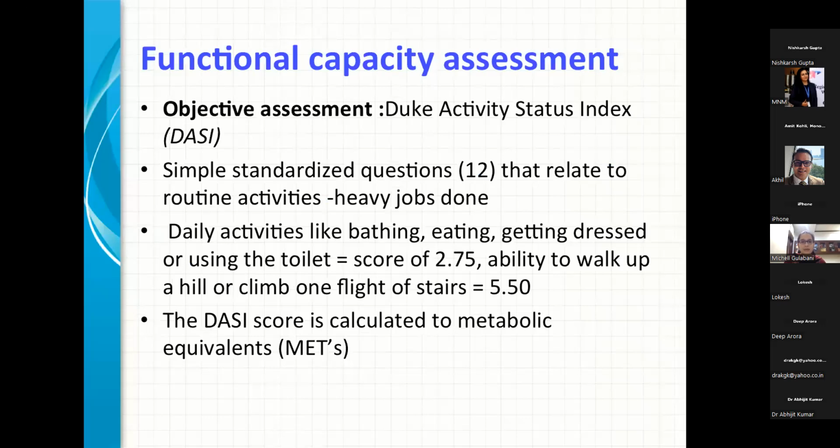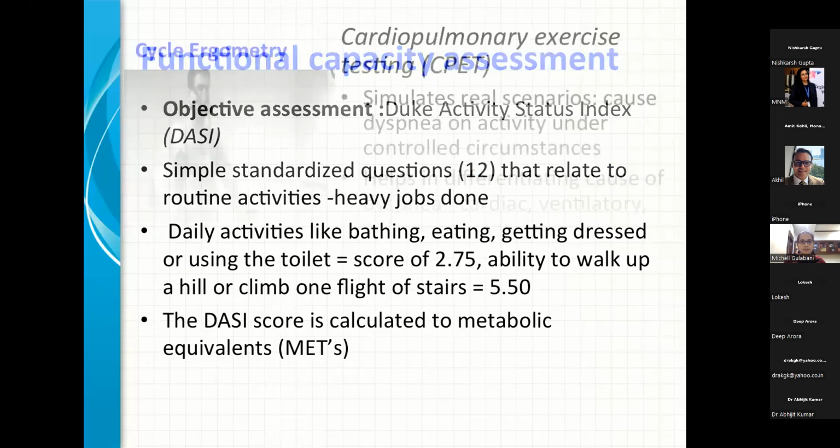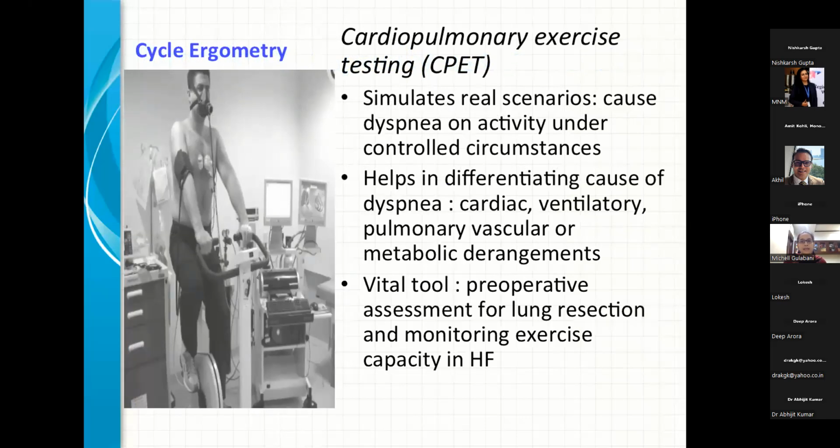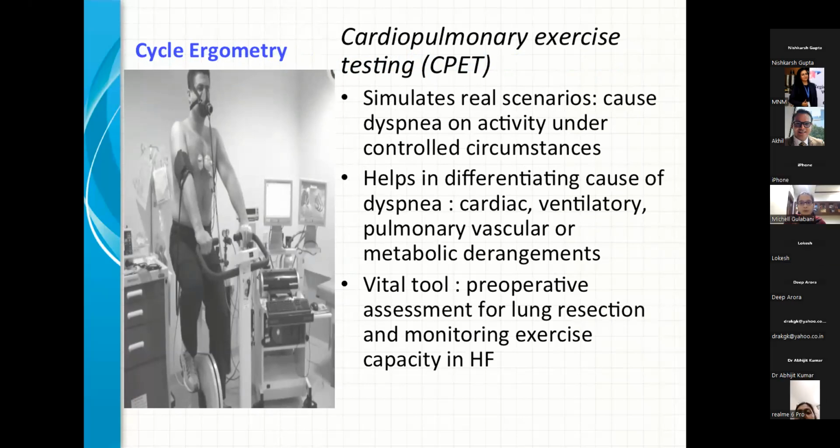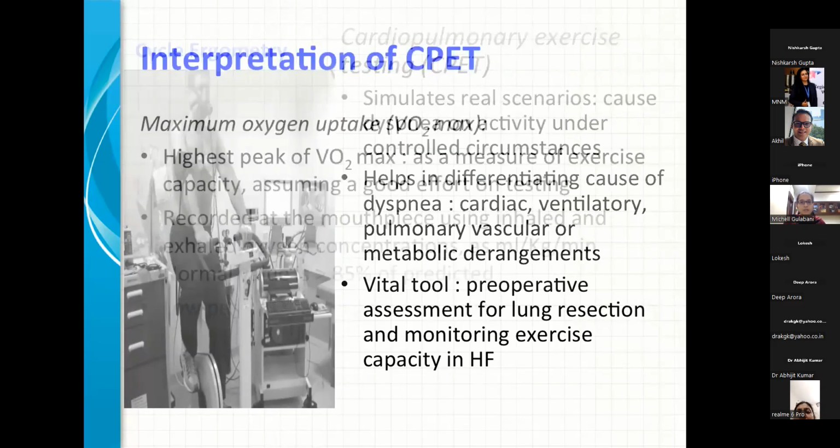And this is calculated to the metabolic equivalents. Another test is cardiopulmonary exercise testing, or CPET, which is done as the patient bicycles or walks on a treadmill for 8 to 12 minutes, and it simulates real world scenarios in a controlled and regulated manner. It is a vital tool for preoperative assessment for lung resection and monitoring exercise capacity in heart failure. It also helps to differentiate the various causes of dyspnea.